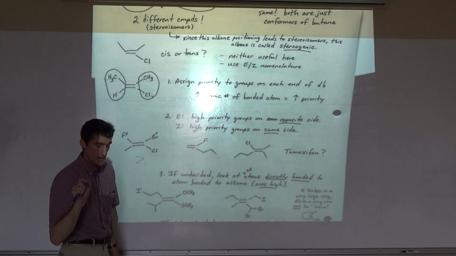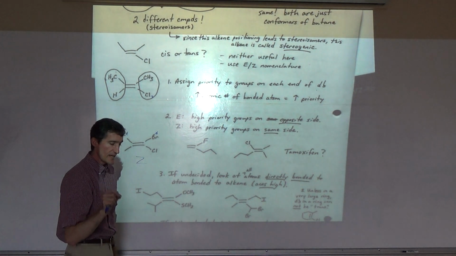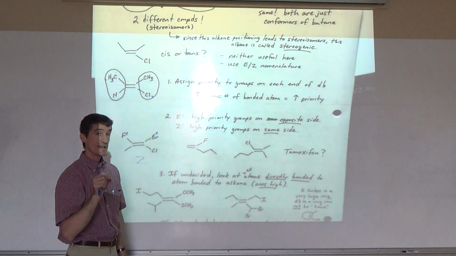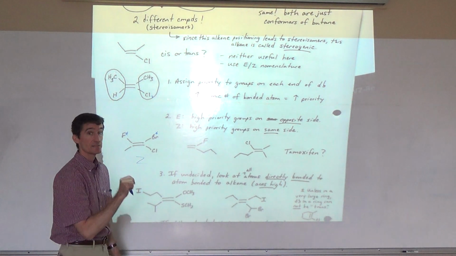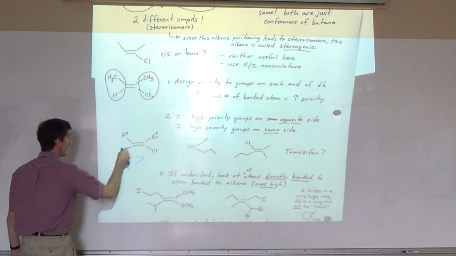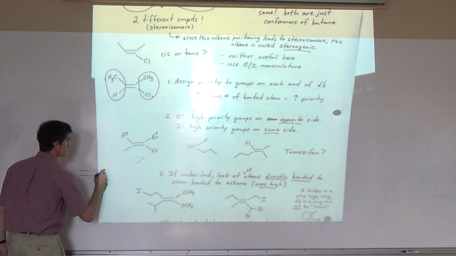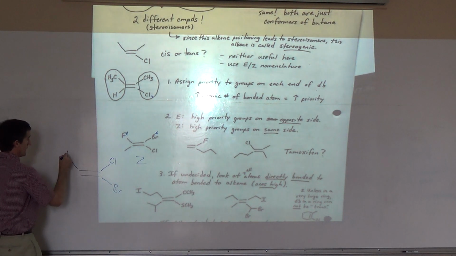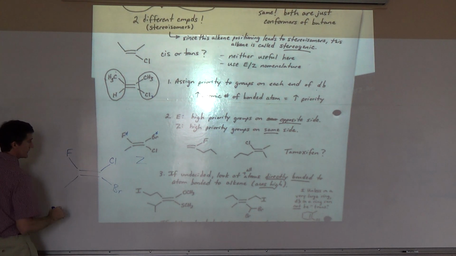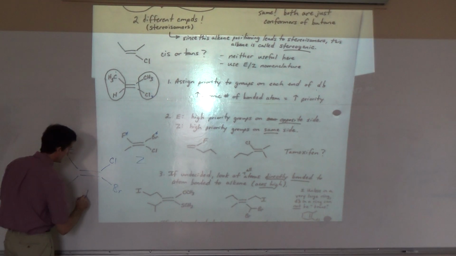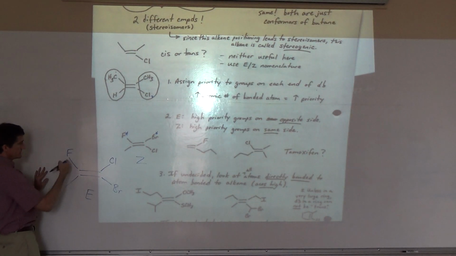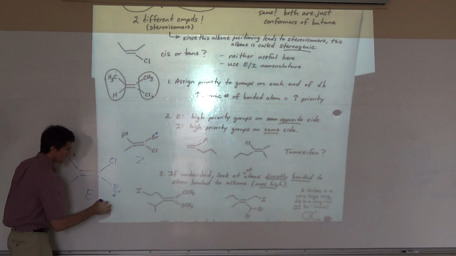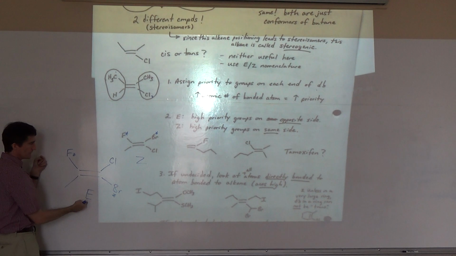Now, if you can label one as Z, that means you can also label it as E. That means it will have a stereoisomer. The stereoisomer of this will be chlorine there, bromine here, F here, methyl there. This would be E, because F for carbon would be F, chlorine or bromine would be bromine. Here they're opposite, E.